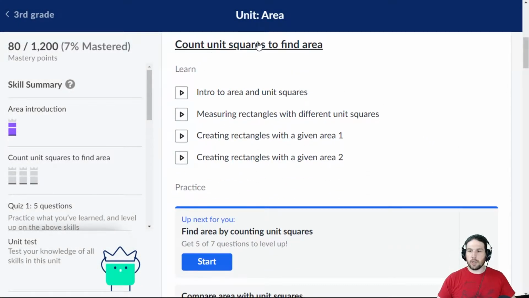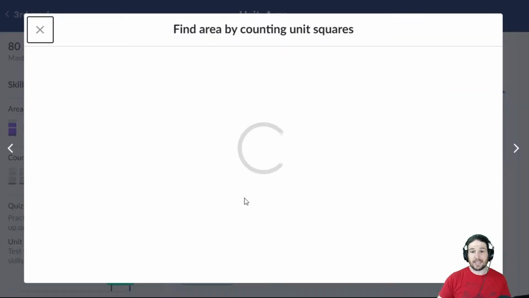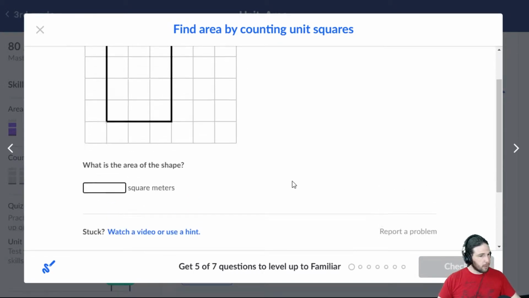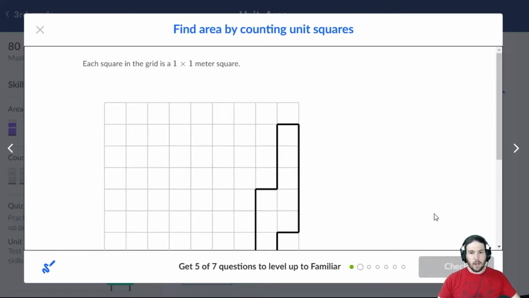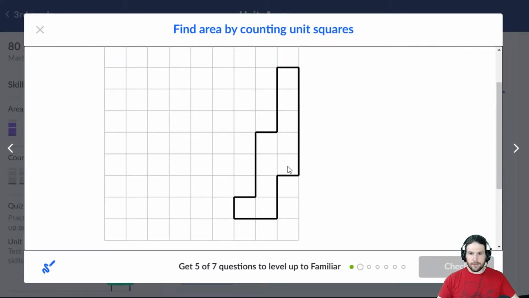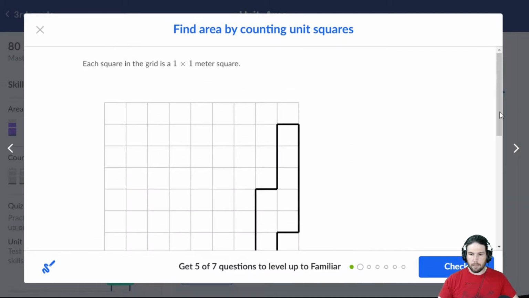And now we're counting unit squares to find area, which means I have a feeling this is going to go really fast. Okay, so what's the area? 3 by 4 is 12. Although we're supposed to be counting, right? So let's go ahead and count. 1, 2, 3, 4, 5, 6, 7, 8, 9, 10. Did I count that right? I'm paranoid all of a sudden.